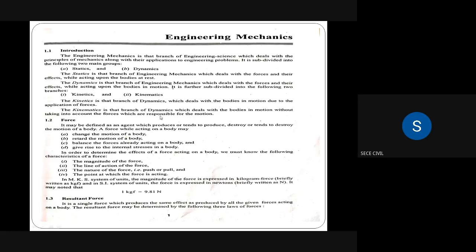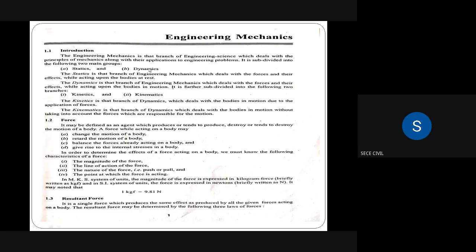So first, the definition of engineering mechanics. Engineering mechanics is the branch of engineering science which deals with the principles of mechanics along with their applications to engineering problems. It is subdivided into the following two main groups. When you are asked to define engineering mechanics, it's a branch of science that deals with the principles of mechanics. It is subdivided into two groups: statics and dynamics.